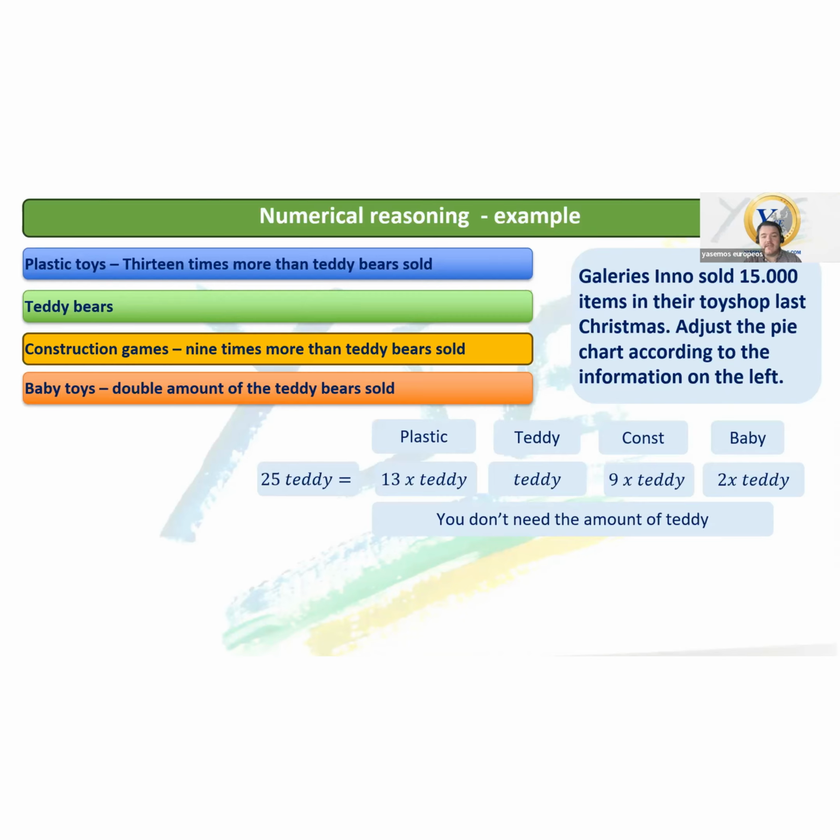Very simple. We're just translating information. We got the 25, so we know that in the case of the plastic, it will be 13 out of 25. Teddies, 1 out of 25. Construction, 9 out of 25. Babies, 2 out of 25. They all share the same reference, the number of teddies, so we just cancel it out. This could be translated to 25 equals 13 divided by 25 plus 1 divided by 25 plus 9 divided by 25 plus 2 divided by 25. Exactly the same, because the teddies cancel out.